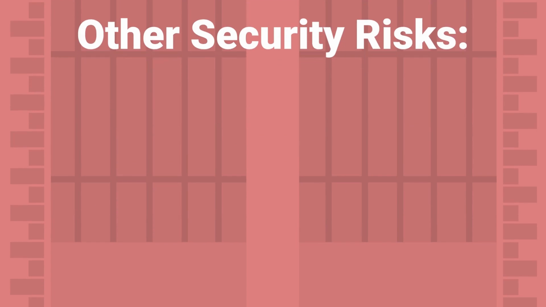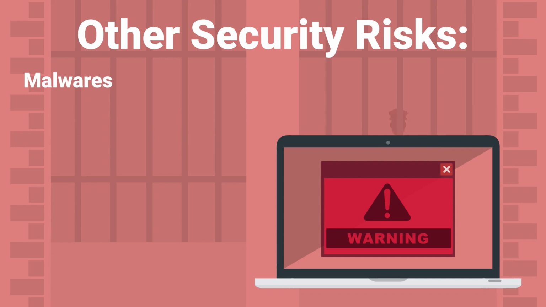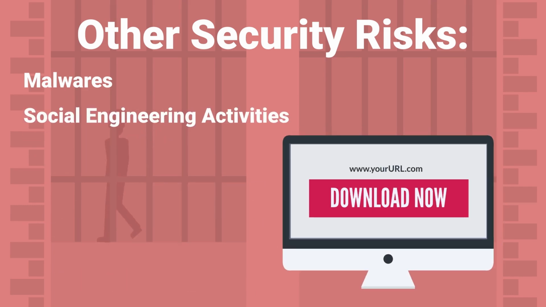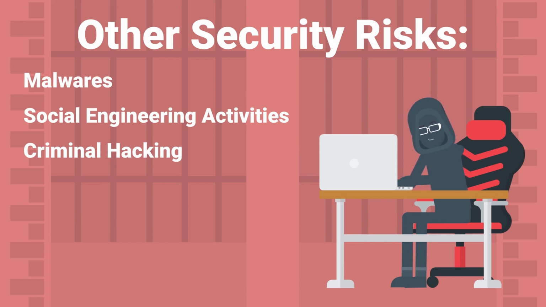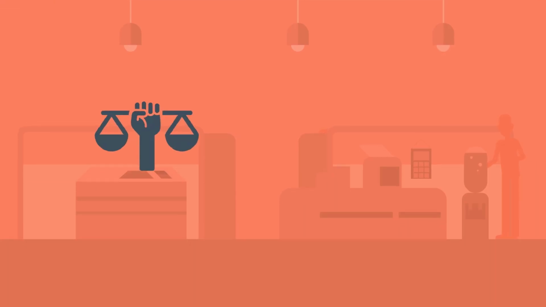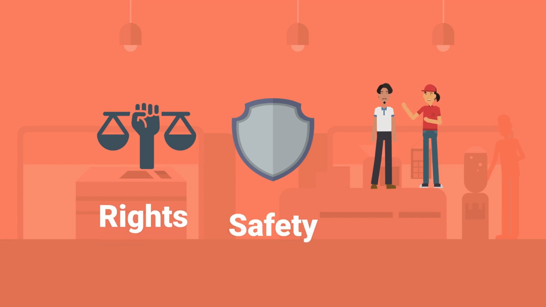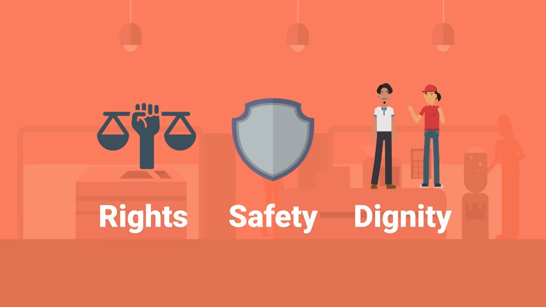unlocked. Other security risks include, but are not limited to, malwares, which are invasive codes designed to harm or exploit any programmable device. Social engineering activities, which influence, manipulate, or deceive targets into making security mistakes or giving up sensitive information. Criminal hacking, involving any malicious and deliberate act to gain access to data. Breaches of humanitarian data are extremely detrimental because of the significant risk to the rights, safety, and dignity of the people these organizations serve, which may lead to targeting and exploitation of already vulnerable individuals.